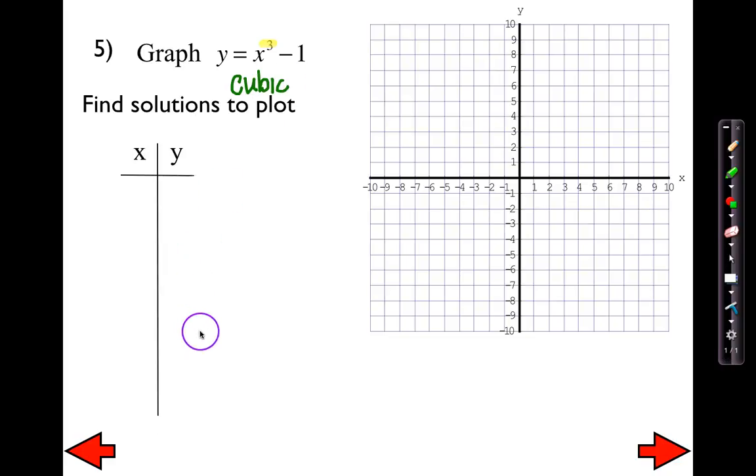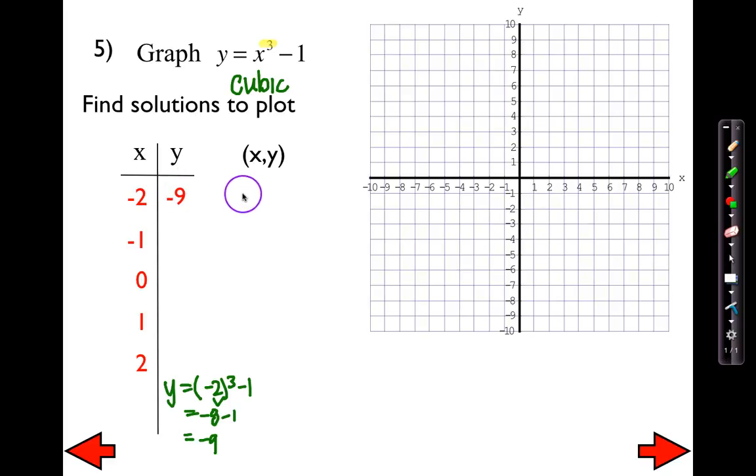So I'm going to start with the table. I'm going to use some negative and positive inputs, which is -2, -1, 0, 1, 2. I'm going to start plugging these values in. So first things first, y equals -2 cubed minus 1. -2 cubed is -8, minus 1 is -9. So my ordered pair is (-2, -9).